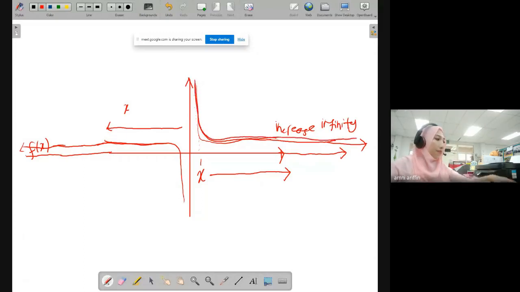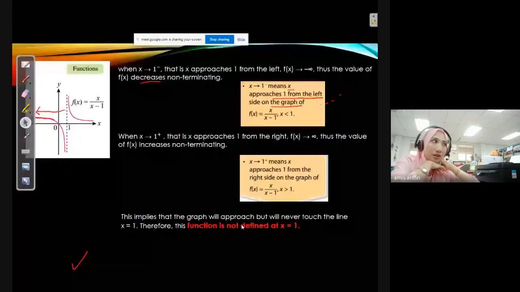Okay, boleh faham? Boleh kan setakat ni? Okay, wait. Jadi, what is f? Function. What is function lah. Oh, f is function of x lah.